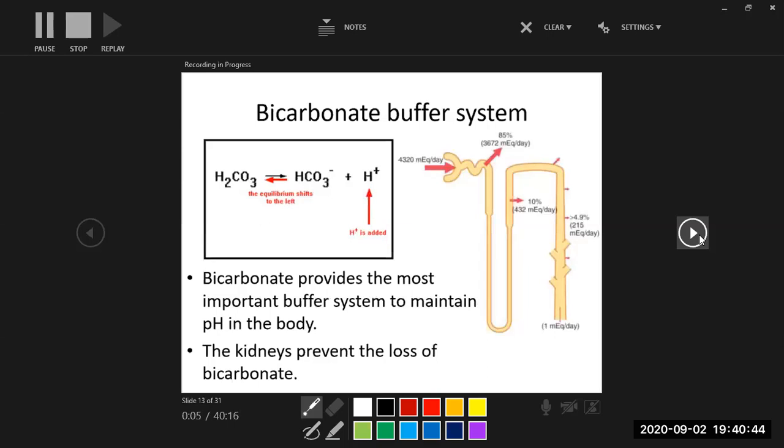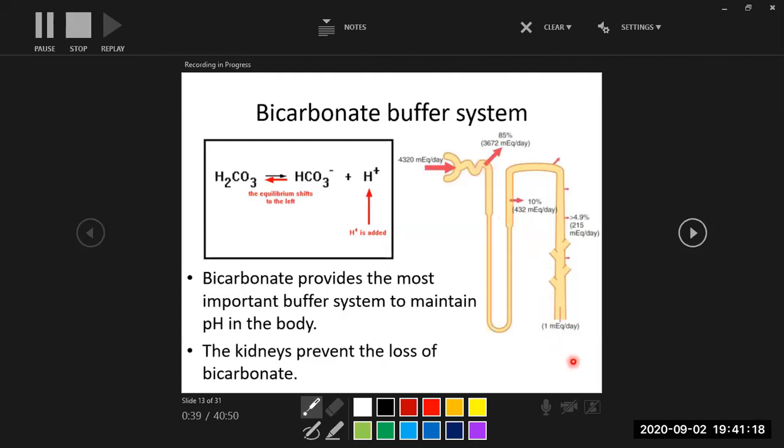Bicarbonate is also very important. This is an important buffer system that our body uses. With this bicarbonate, we can pretty much maintain our body fluid at a neutral level, keeping it stable at that neutral level. And for bicarbonate reabsorption, the majority, about 85%, is reabsorbed in the proximal convoluted tubule.